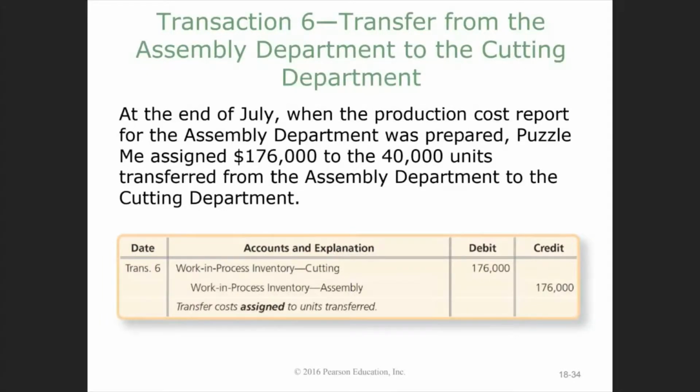At the end of July, when the production cost report for the assembly department was prepared, Puzzle Me assigned $176,000 to the 40,000 units transferred from the assembly department to the cutting department. And so we see our journal entries here to show that.